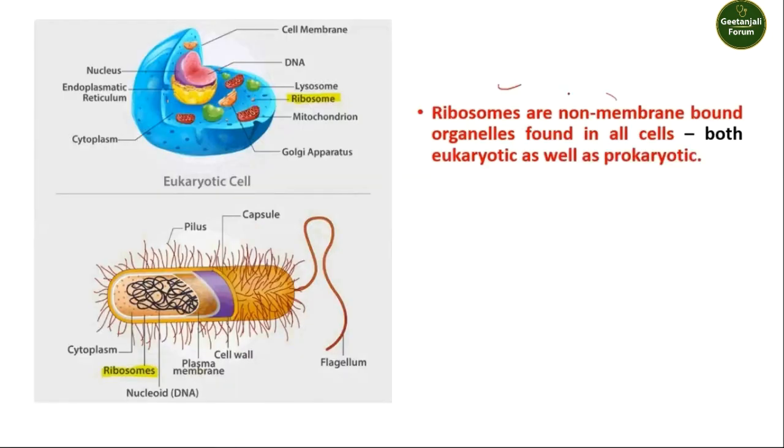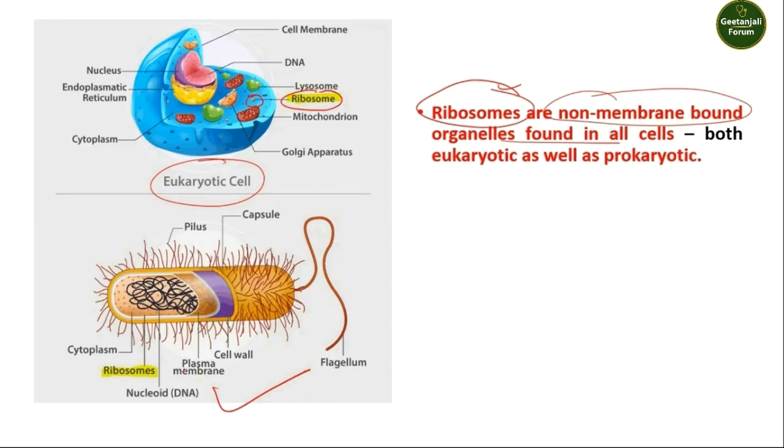Now ribosomes are non-membrane-bound organelles which are found in both the cells. It means ribosomes are the cell organelles which are found in eukaryotic cells as well as prokaryotic cells. In eukaryotic cells, this is the ribosomes. In prokaryotic cells, you can see these small circular bodies.